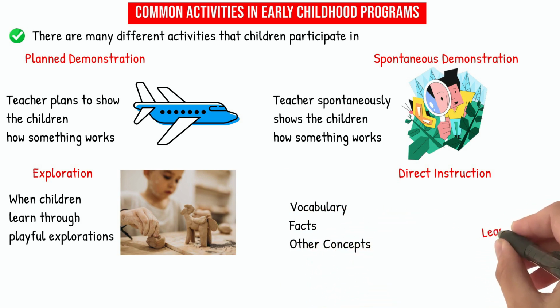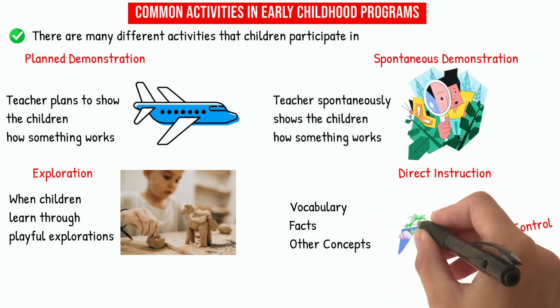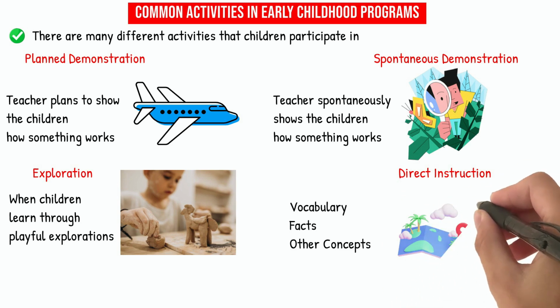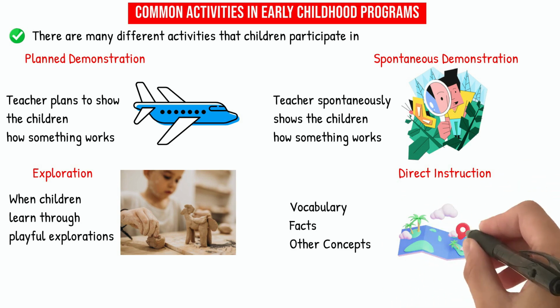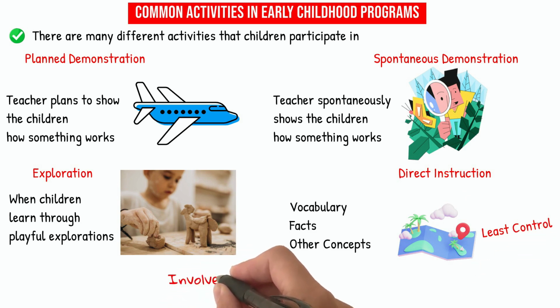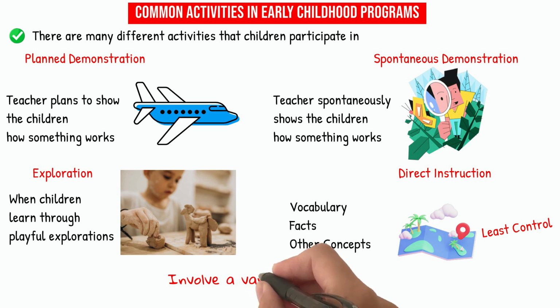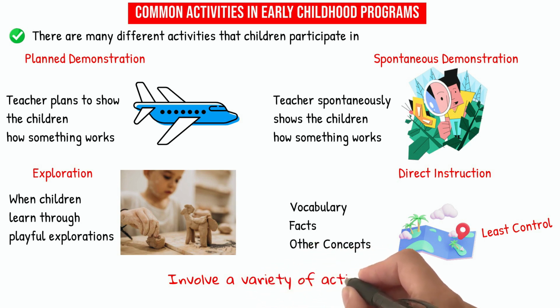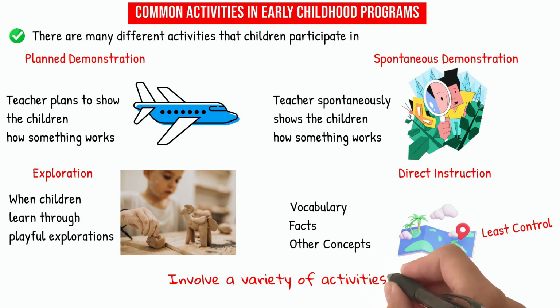Direct instruction is used to help children learn vocabulary, facts, and other concepts. In this type of activity, children have the least control over what happens in the activity. For example, the teacher might use flashcards to teach children new words, or they might use a map to teach children about different countries. So, in summary, early childhood programs involve a variety of activities, including planned and spontaneous demonstrations, exploration, and direct instruction, all designed to help children learn and grow.